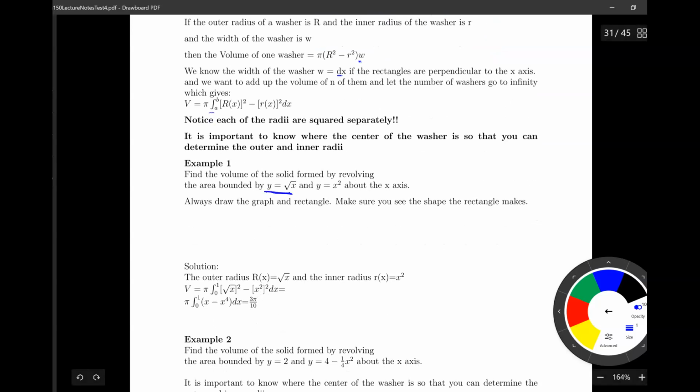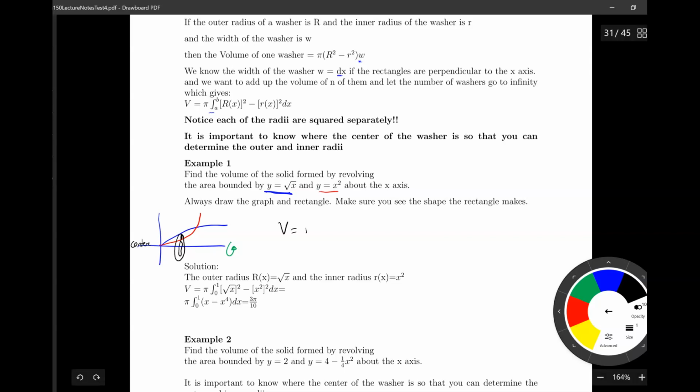So let's look at this graph here. If I have y equals root x, which looks like that, and y equals x squared, which looks like that, that's the part we need. We're going to be revolving it about the x-axis. So let's get our rectangle here. Rectangles are perpendicular to the axis of rotation. If this spins around, the outside goes out to here and the inside is here. It's really important that you make this the center and you see the outside and inside radius.